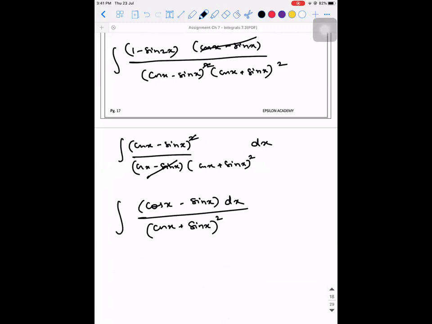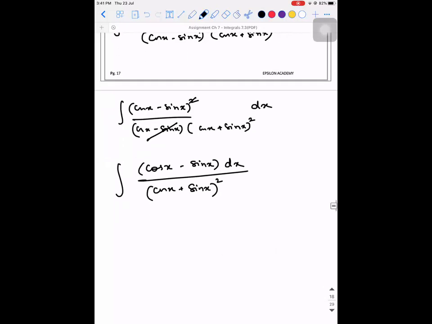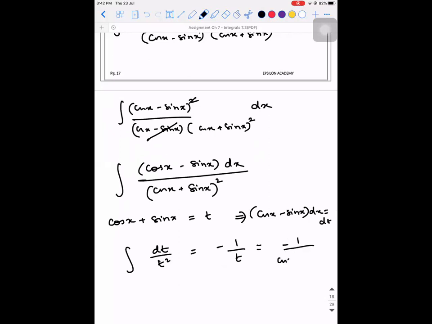What can we do? Siddharth, you are saying something. So we can take cos x minus sin x. Why would you take the numerator as t? You can take the denominator as t. Then what will you get? You will get (cos x minus sin x) dx is equal to dt. So it will become the integral of dt divided by t square. It will be minus 1 by t. So it will be minus 1 divided by (cos x plus sin x) plus c.